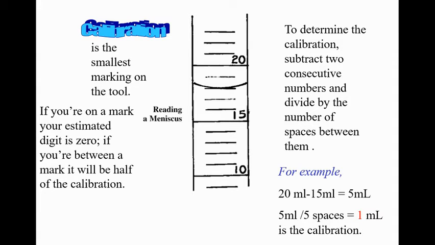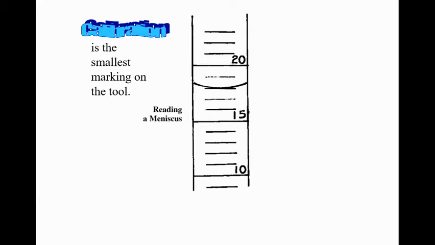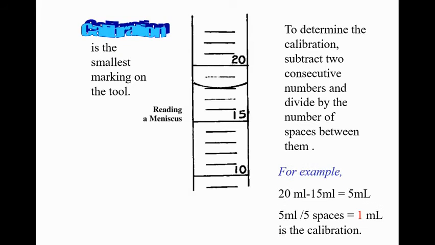If you're on the mark, then you're going to add an estimated digit of 0. If you're somewhere between two marks, you're going to add one estimated digit that tells me how far you think it is between the marks. So you read 18 right off the measurement tool, and I'm saying this is right on the mark. So I'm going to read this as 18.0.